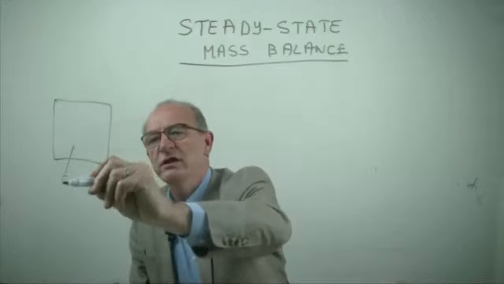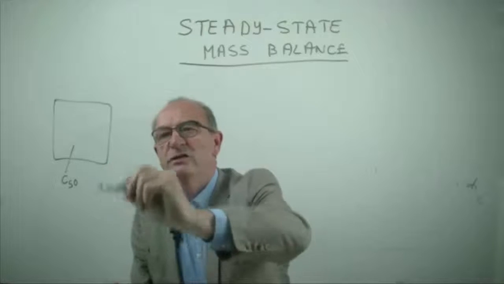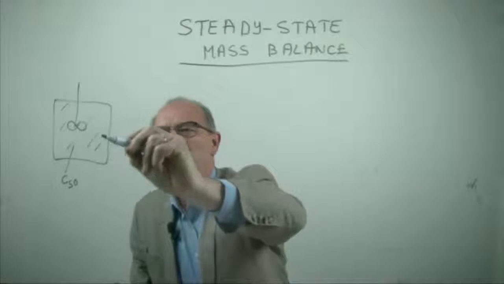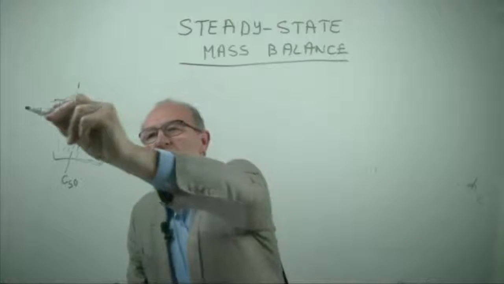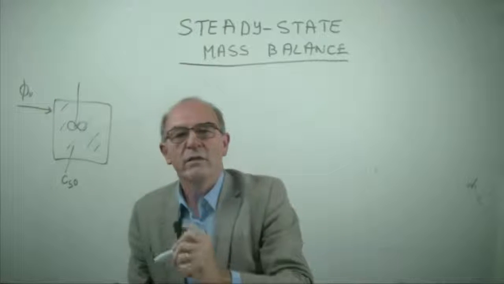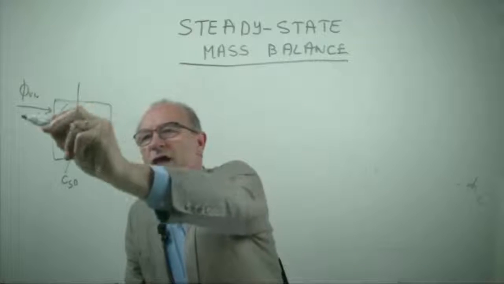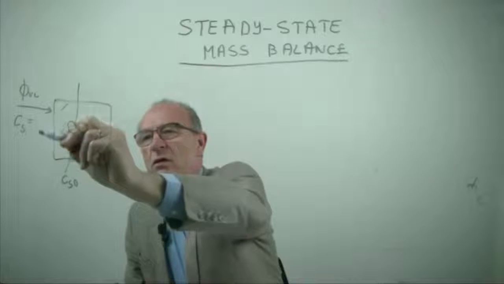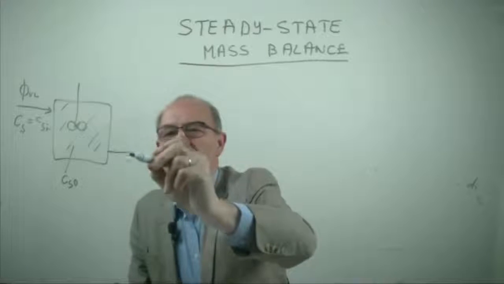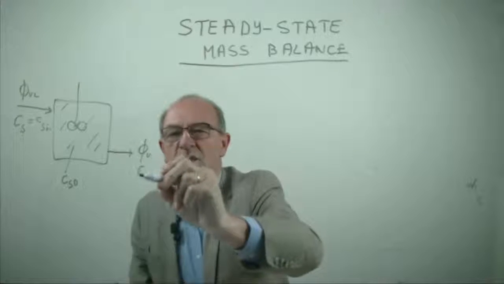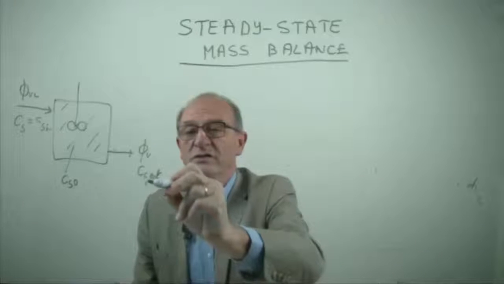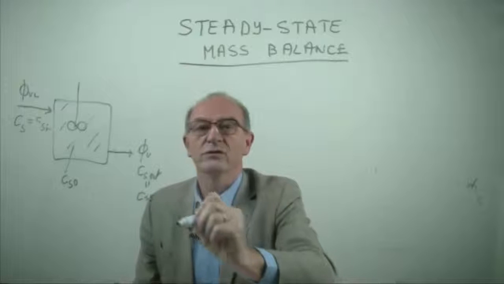The concentration in this vessel, which is initially S0, is well mixed. So the concentration in the whole vessel is everywhere the same. At a certain moment, we start to flow in a liquid containing a concentration, let's say CS in. And at the outlet we have a concentration CS out. But we want to know the steady state concentration, so this is equal to the steady state concentration.